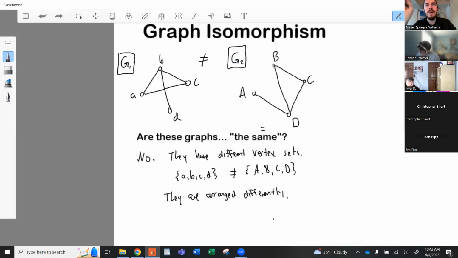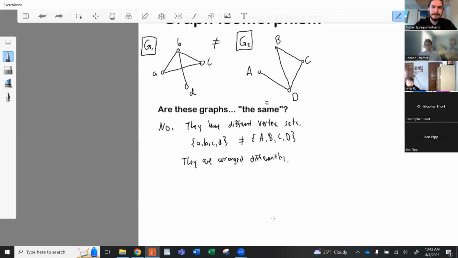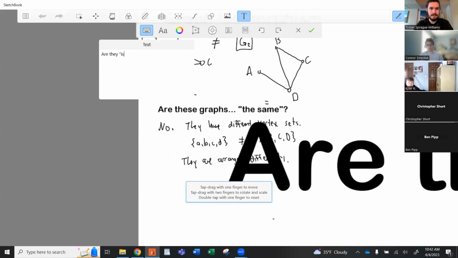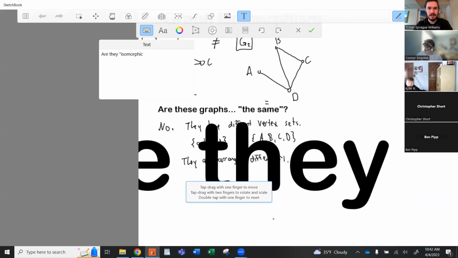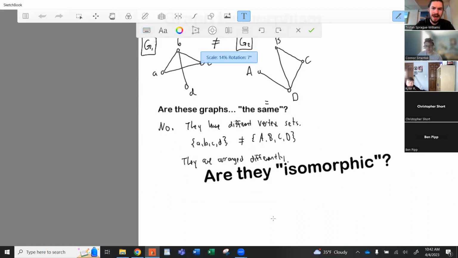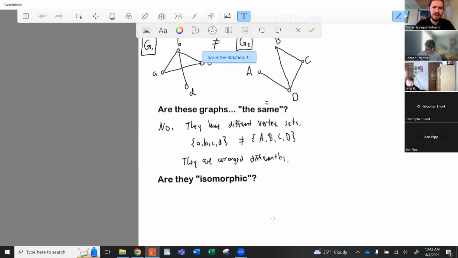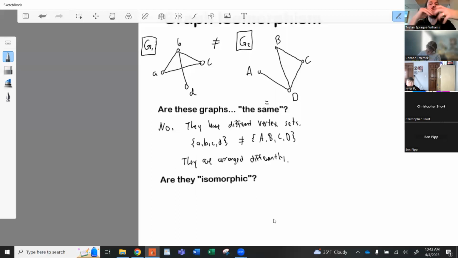So they are different graphs, but they are what we call isomorphic. So isomorphic is a different way of defining sameness. And the symbol for isomorphism is like an equal sign with a squiggle above it, like an equal sign with a tilde on top of it. So it's sort of like a triple equal sign, except the very top one is, yeah. So that is this sort of isomorphic symbol.